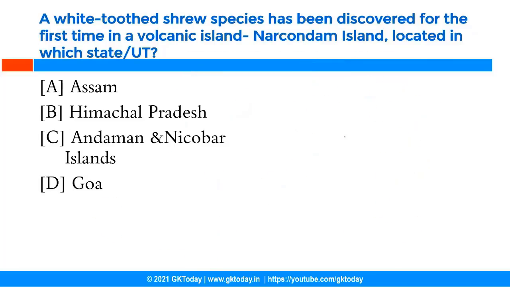Next question is, a white tooth shrew species has been discovered for the first time in a volcanic island and the island is Narcondam Island. It is situated in which state or union territory? So for the first time, this shrew species has been discovered in this Narcondam Island. The question is, this island is situated in the territory of which state or union territory? So correct answer is Andaman and Nicobar Islands.